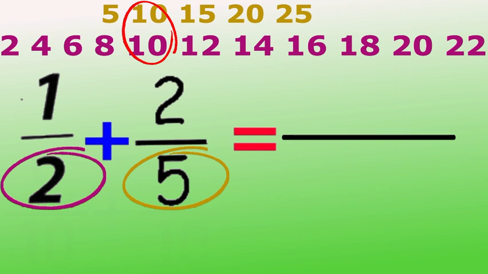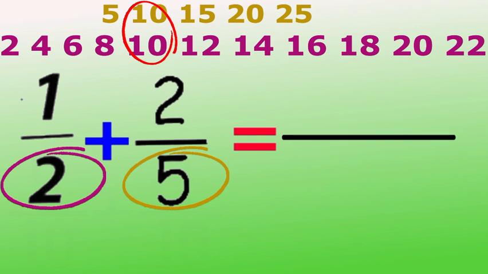We could also choose 20, but we're looking for the lowest common multiple, so we would normally choose 10, because it is the lowest number appearing on both lists. Eventually, you should be able to do this quite easily in your heads without having to write lists. Now this number 10 can be used as our lowest common denominator of both fractions.